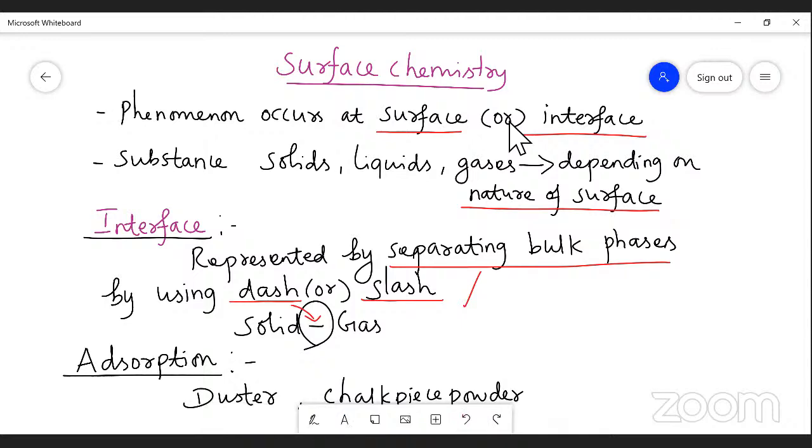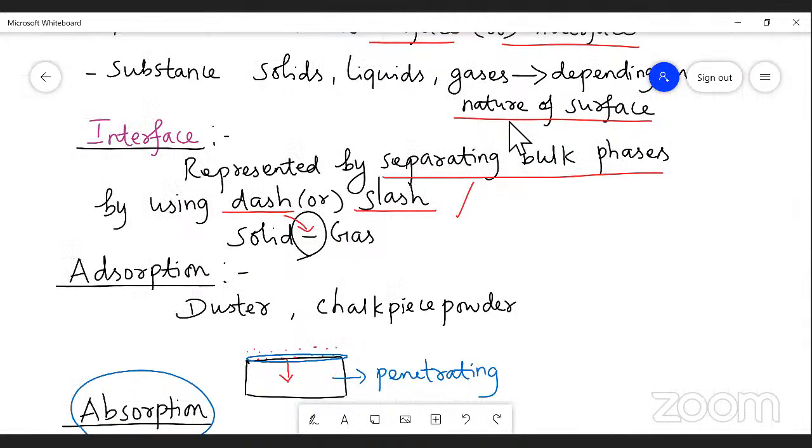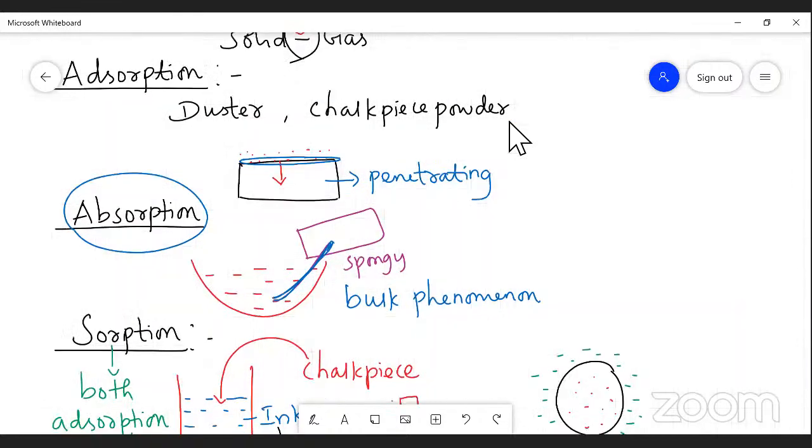And what is absorption? I am giving an example of custard and chalk piece powder. When you look at that, the chalk powder stays over the surface of the custard. It is not moving inside, so it is not penetrating. Here I am showing the arrow mark penetrating, but the surface is not penetrating.